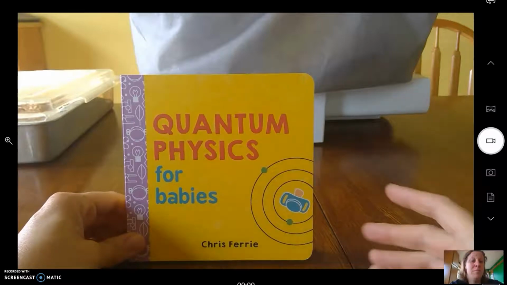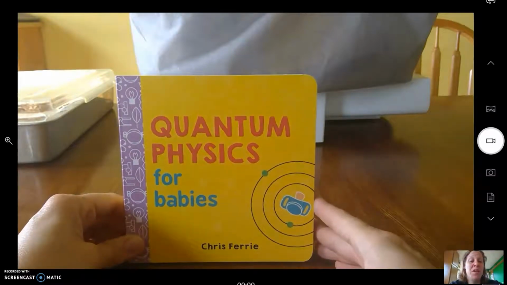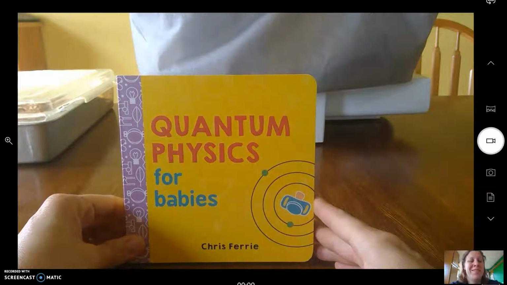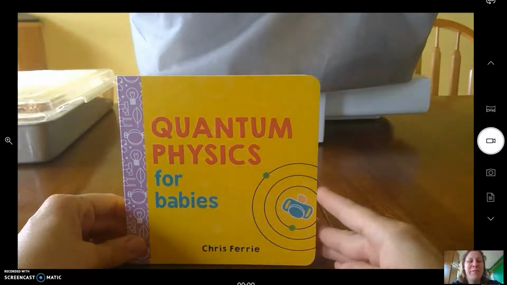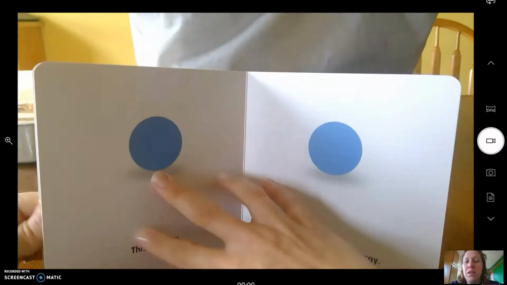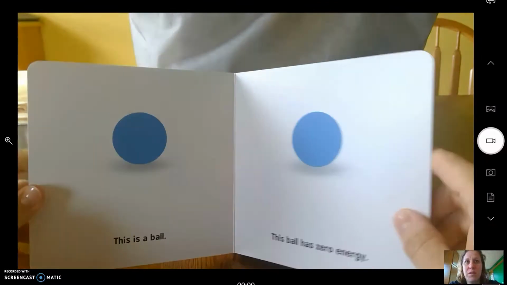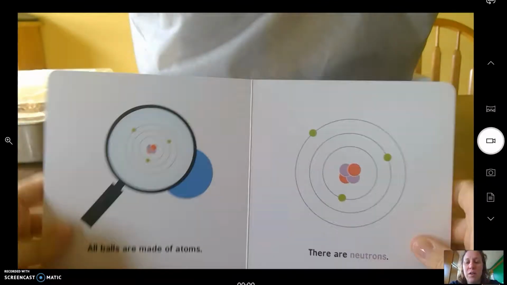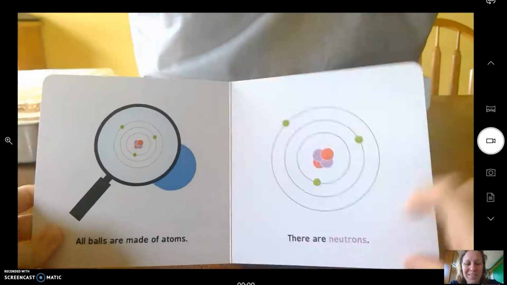Okay, I am going to start today by reviewing yesterday's stuff by using this book for my daughter. All of these books, funnily enough, start off with, this is a ball, and this ball has energy. This is a ball, this ball has zero energy. But this is the best part. All balls are made of atoms.